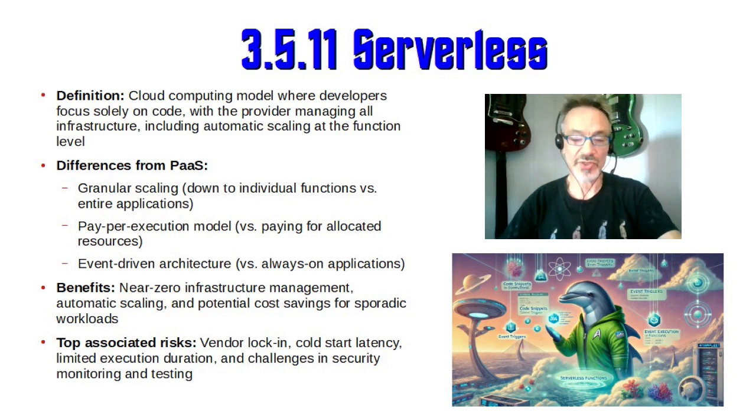Other key differences between serverless and our classical platform as a service computing include granular scaling. Serverless scales down to individual functions, while platform typically scales to the entire application. Pay per execution model. Serverless charges based on actual function executions, whereas PaaS often charges for allocated resources. An event-driven architecture, serverless functions are typically triggered by events, unlike always-on platform models.